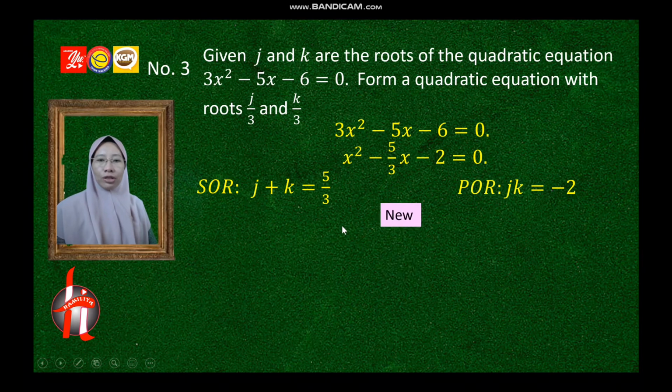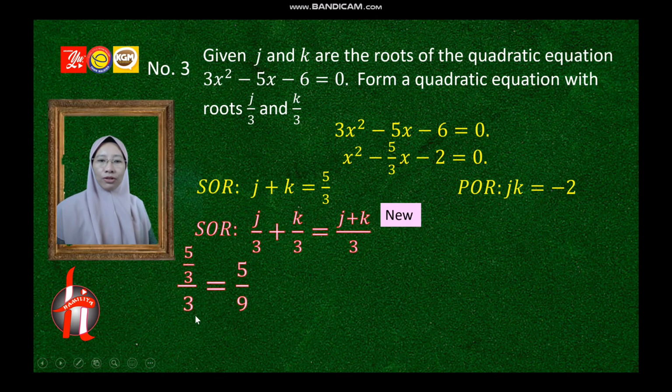Right, now for the new roots. Now the new roots, the sum is j over 3 plus k over 3. It is j plus k over 3. Then we use the information about j plus k from the first one. So we get 5 over 3 over 3 equals 5 over 9. So this 5 over 9 is the sum of roots for the new equation.